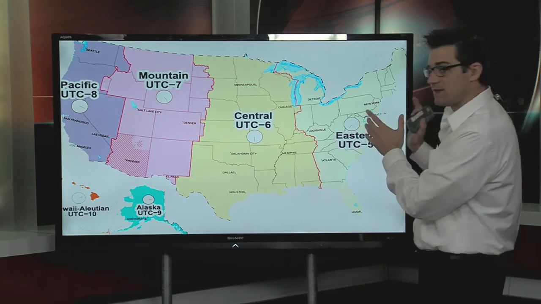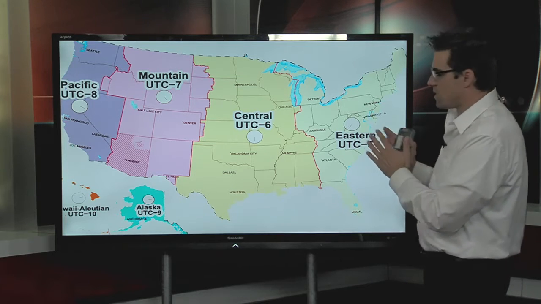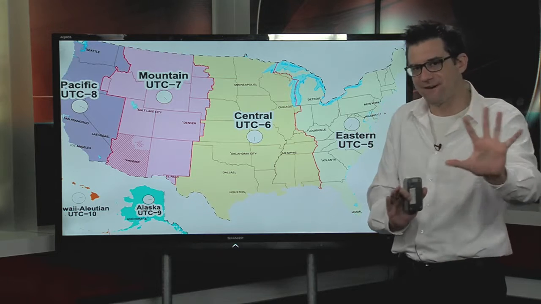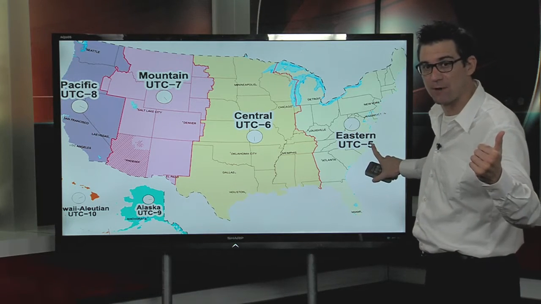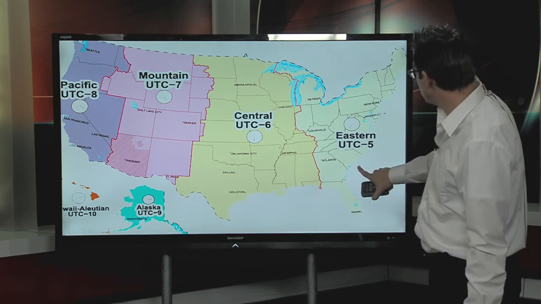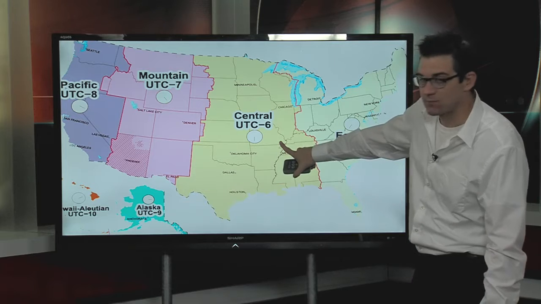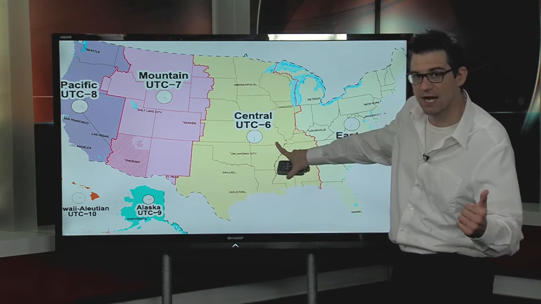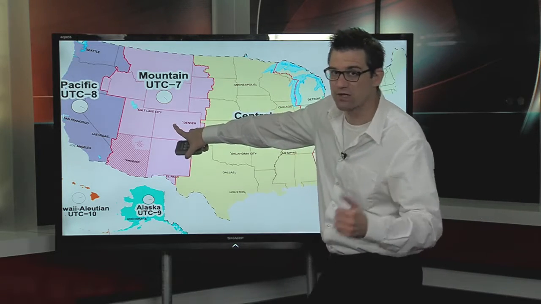We live here in the eastern time zone. So when you coordinate that, we are behind by 5. So you subtract 5 from 0 degrees, from the prime meridian, and that puts us in the eastern time zone. And you can see as you go west, you subtract an hour. So the central time zone, 6 hours behind Greenwich Mean Time. Mountain time zone, 7 hours.